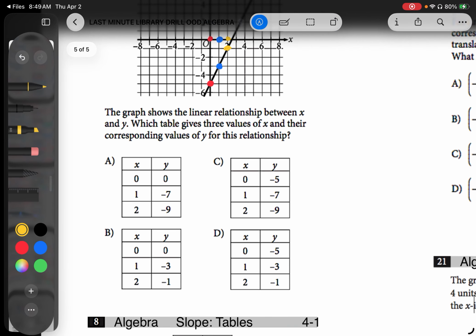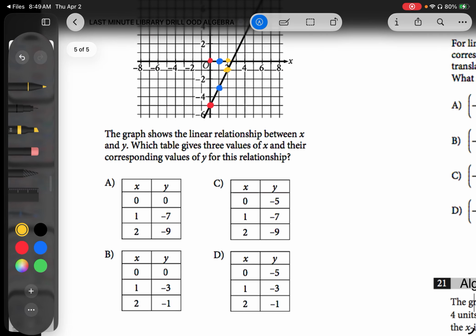So take a look at your answer choices, your tables. All we have to do is match them up. When x equals 0, y equals -5. Yes, I'll keep that answer. I'll keep this answer. Do I keep this answer? No, because there's no 5 in there, so therefore A is out. If there's no 5 in here, B is out.